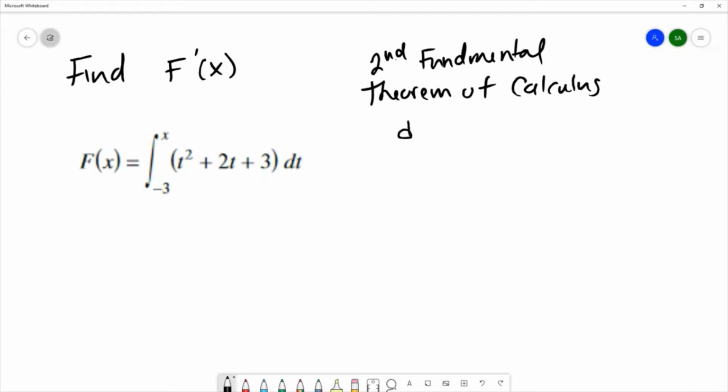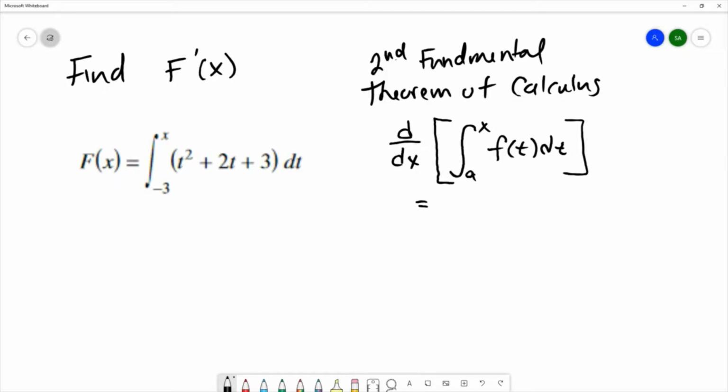You're going to have the derivative with respect to x of the integral from a to x of f of t dt, and this is equal to f of x. So what's going on here is that the derivative and the integral are inverse operations of each other. And so what happens is that they sort of cancel each other out.